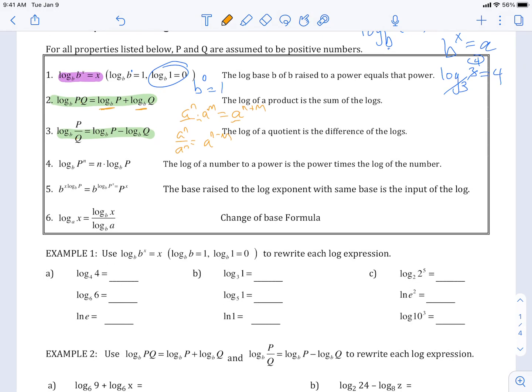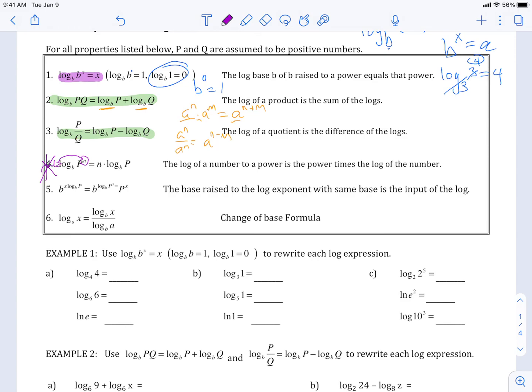Log base b of p to the n is equal to n times log base b of p. This is such an important rule. This is pretty much why we have logarithms to begin with, because it's a way to solve for that variable in the exponent, because it takes the exponent and brings it down in front.